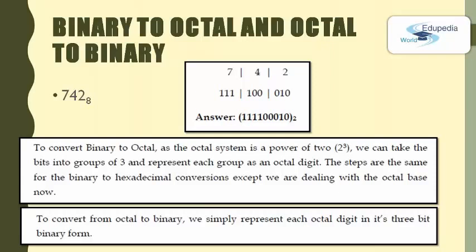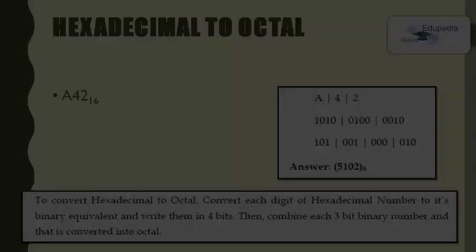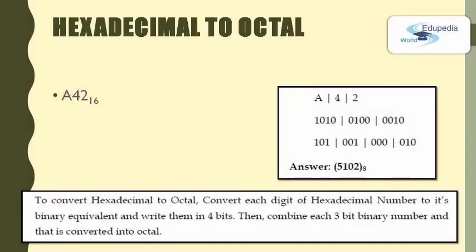And with that we have covered all the relationships the binary numbering system has with other numbering systems. Now the remaining ones are the hexadecimal and octal. We first take the conversion of hexadecimal to octal numbering system. We are given the hexadecimal value A42.